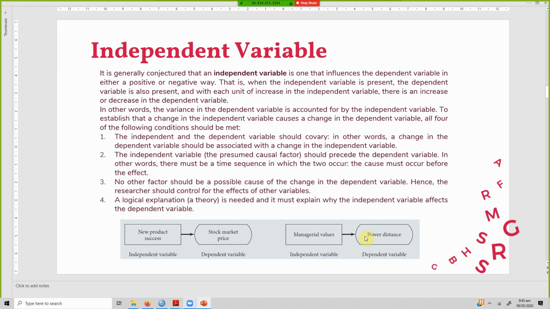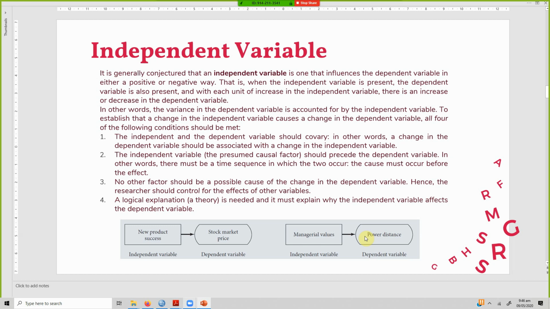No other factor should be a possible cause of the change in the dependent variable, and the researcher should control for the effects of other variables. If you want to say that this is independent and this is dependent, any other factor should not bring about any change in the dependent variable. It should only be because of the independent variable that you think will bring about the change.